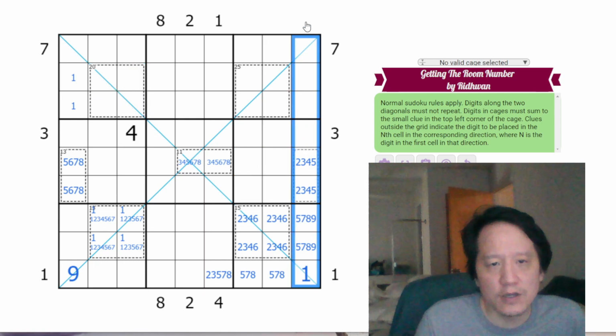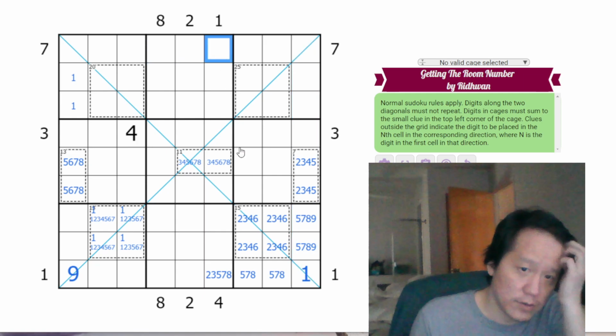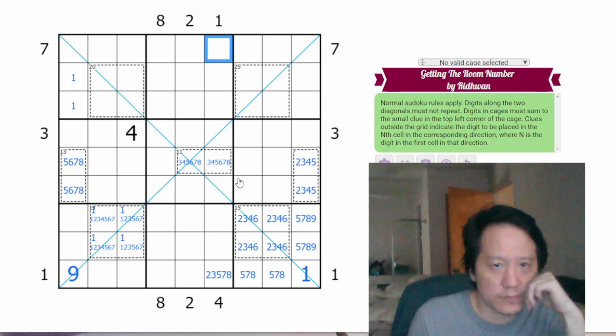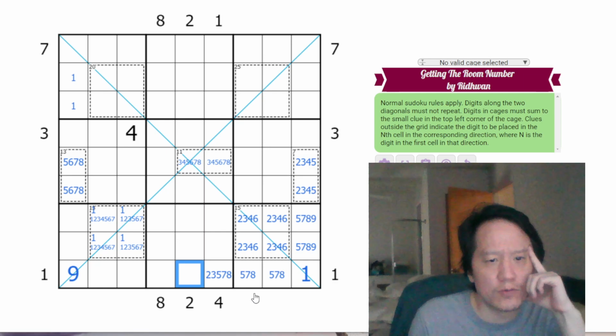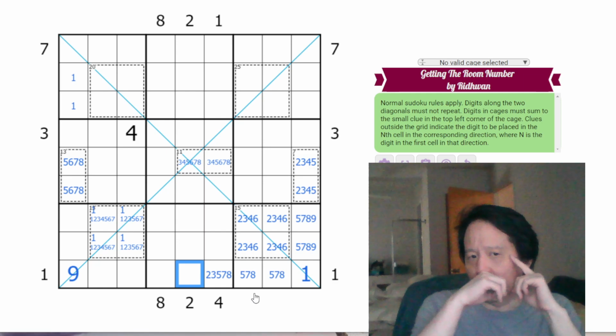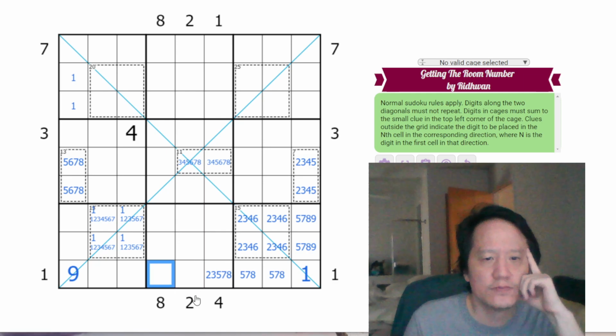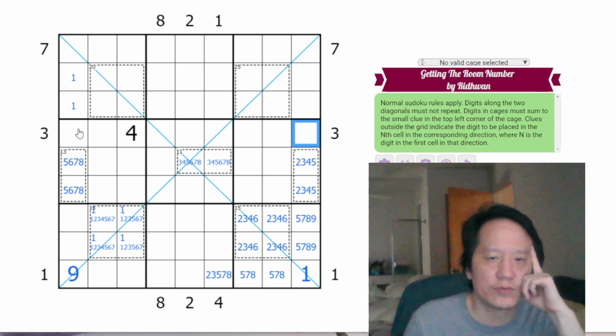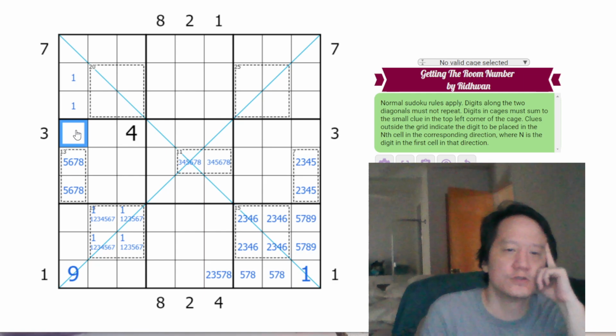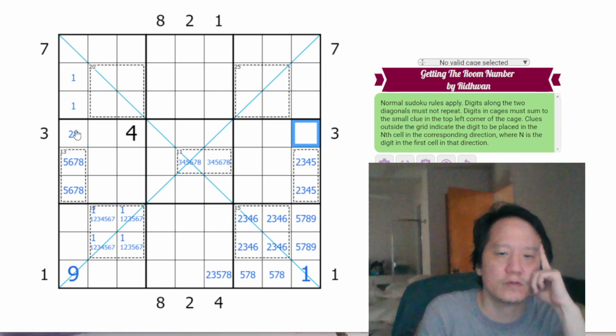1 can't be along here. 1 cannot be here or here. 1 could be here. So this cannot be 1 or 2. This can't be 1 or 8. This obviously can't be 3. It can't be 1. So this is 2. This has to be 2 and 8. Right?